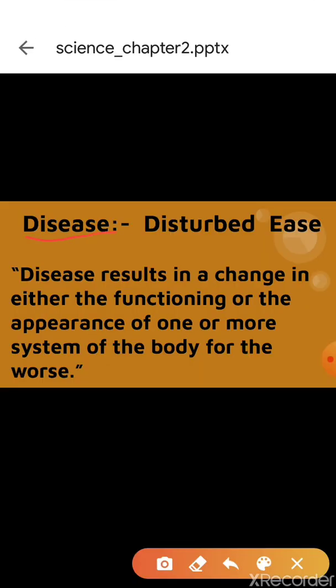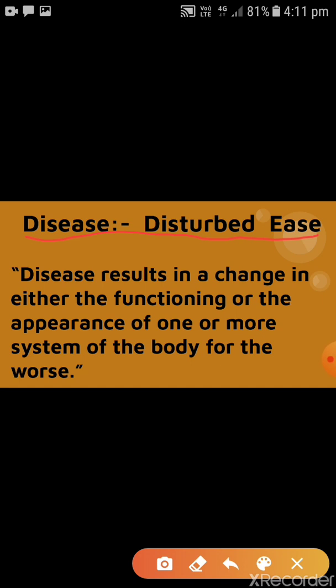Disease means disturbed ease. Our comfort level is disturbed. That is why it is called disease. Disease results in a change in either the functioning or the appearance of one or more systems of the body for the worse. So there are some changes inside the body. For example, children, let's imagine you are suffering from fever. Physically, there is no change. The structure of your body will be the same, but the functionality of your body will be different.